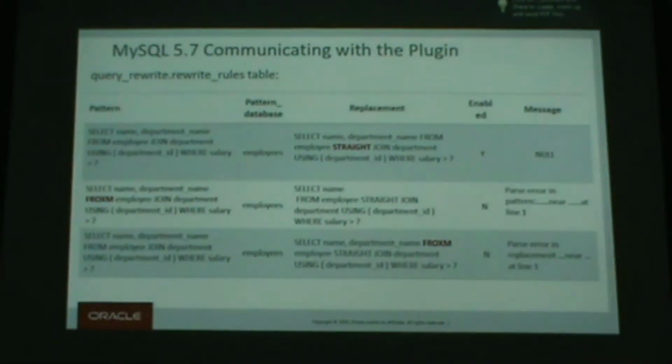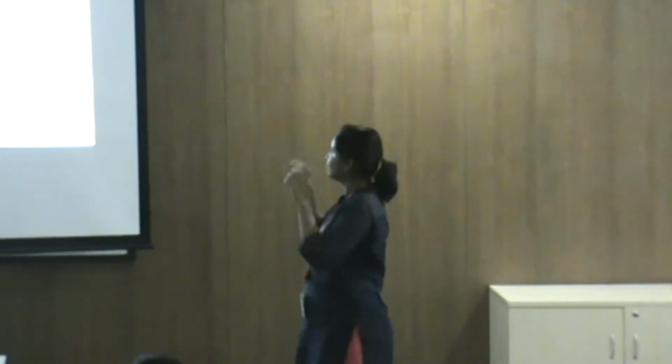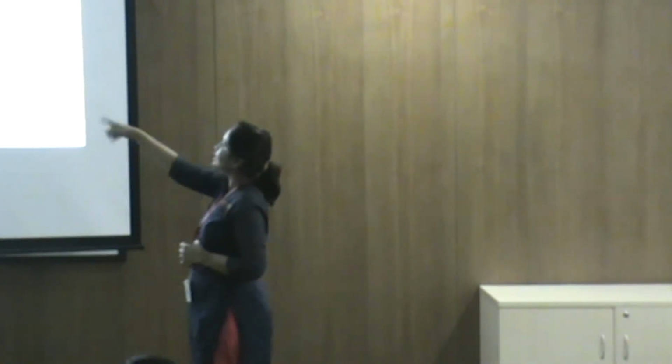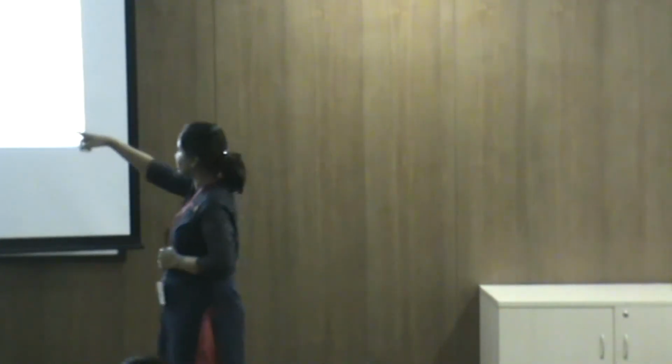A note is going to be generated, so if you say show warnings, it is going to say that this was changed. This is how the query rewrite rules table actually looks. You insert into the rewrite rules table a pattern and then the replacement, saying this is the pattern and this is the replacement. And if there is any problem with the query itself during parsing, it is going to raise a parse error, and you can see it in your warnings.